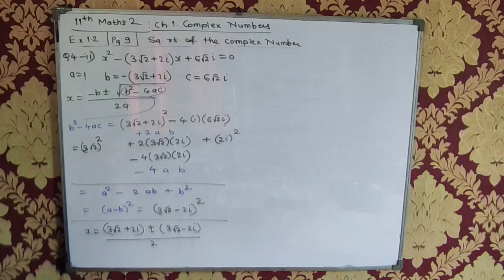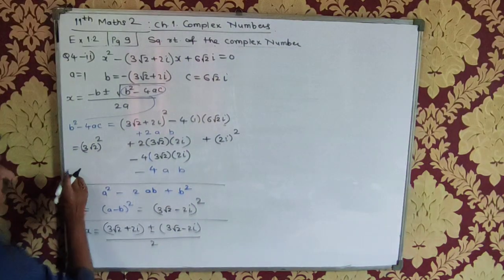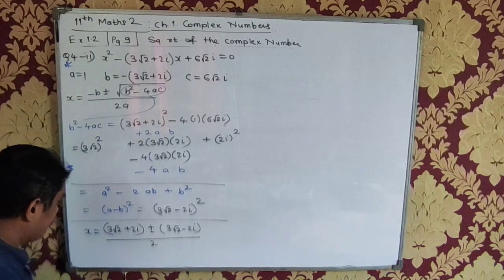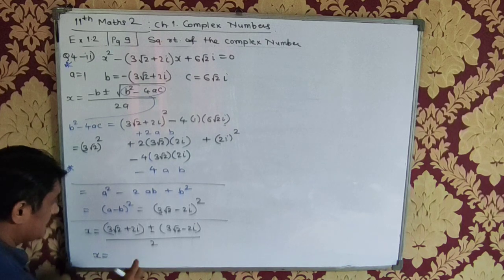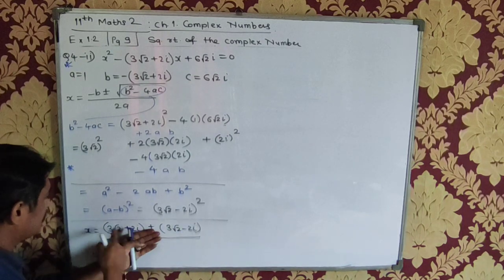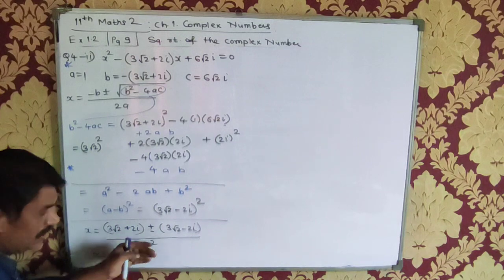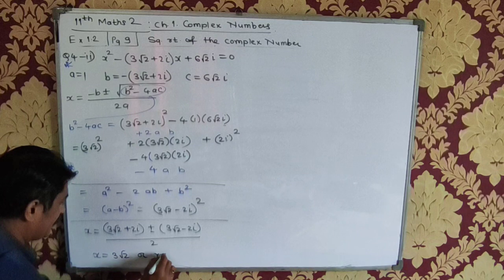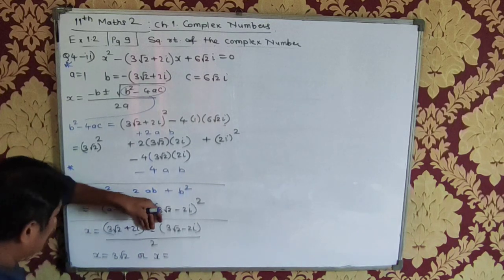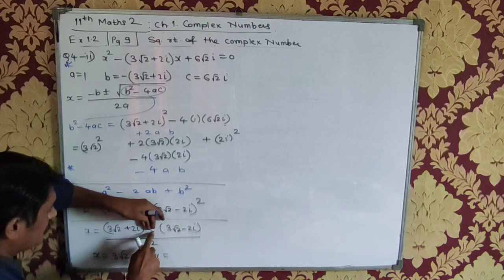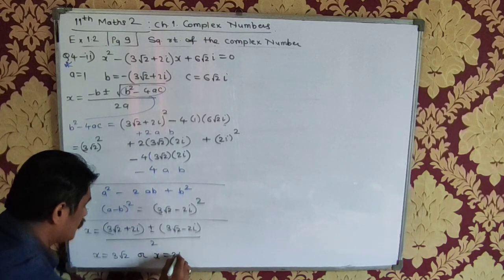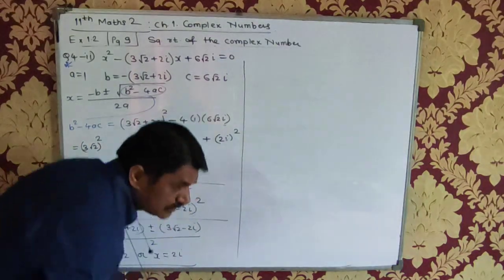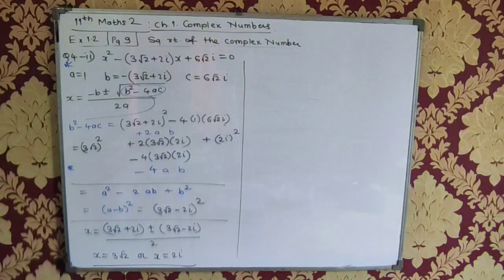I think this can be called a star problem because of this term. If I take plus, then the minus gets cancelled: 3 root 2 plus 3 root 2 is 6 root 2 upon 2, that is 3 root 2. Or if I take minus, 3 root 2 and 3 root 2 get cancelled, leaving 4i upon 2, that is 2i. So that's the answer. Is this okay? Any doubts about this?